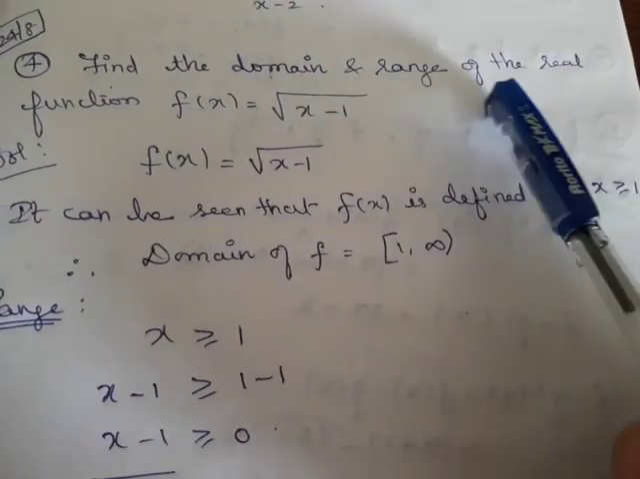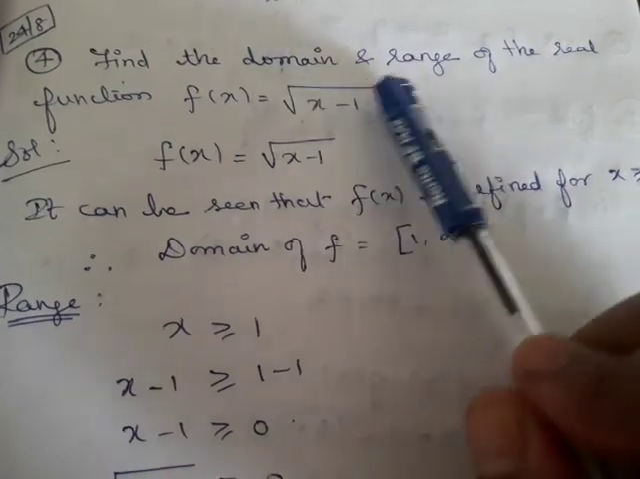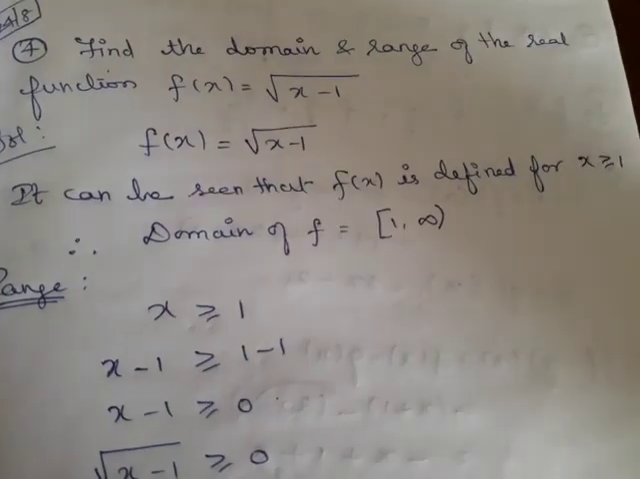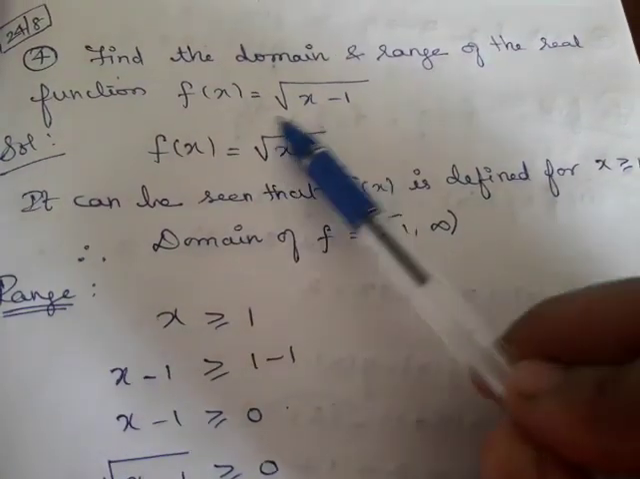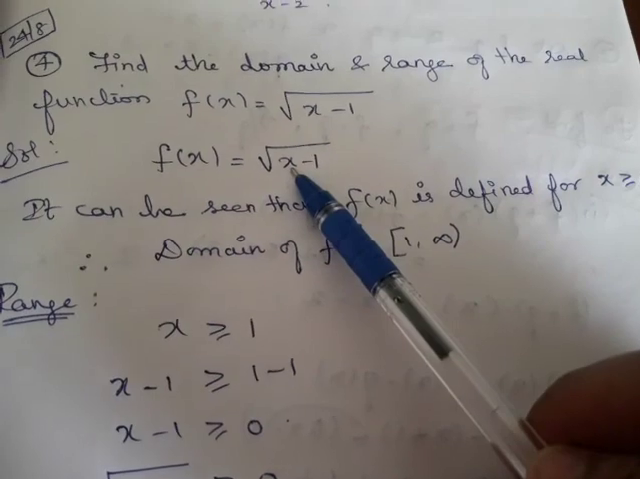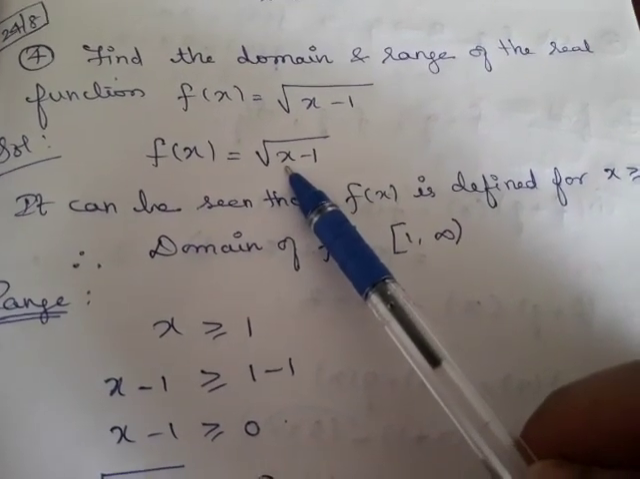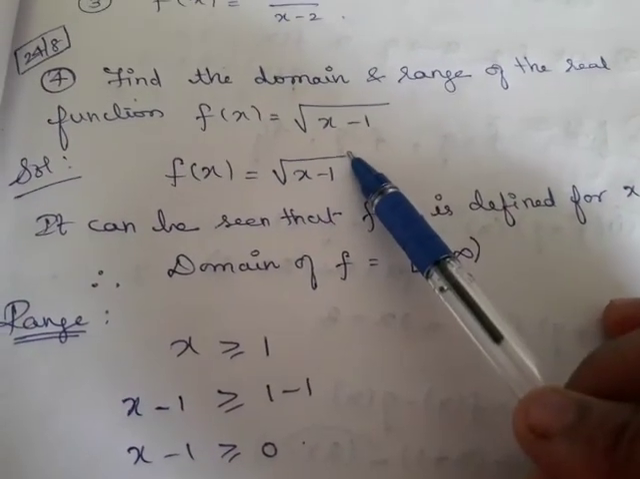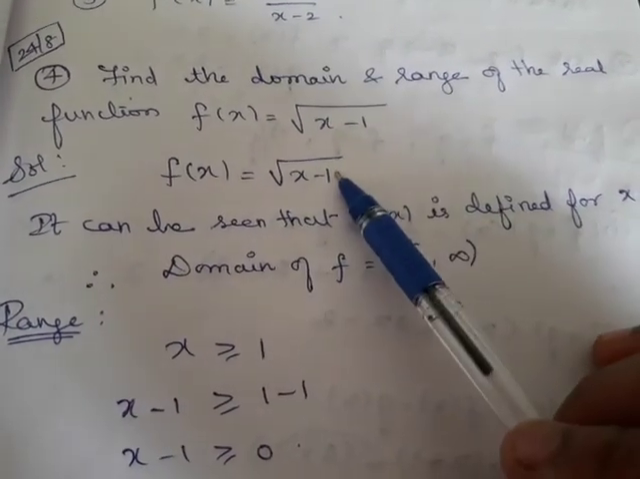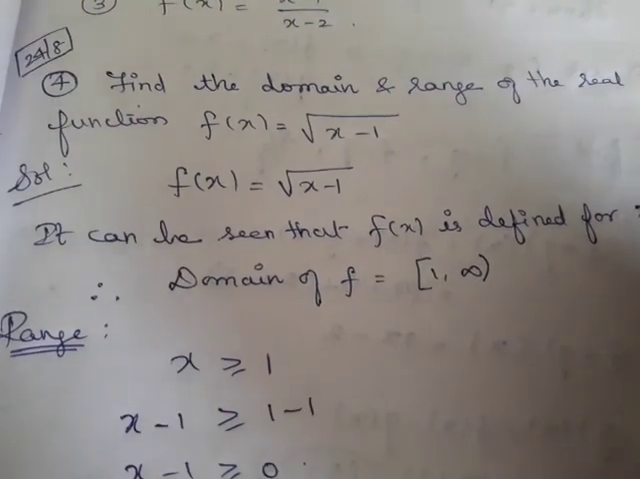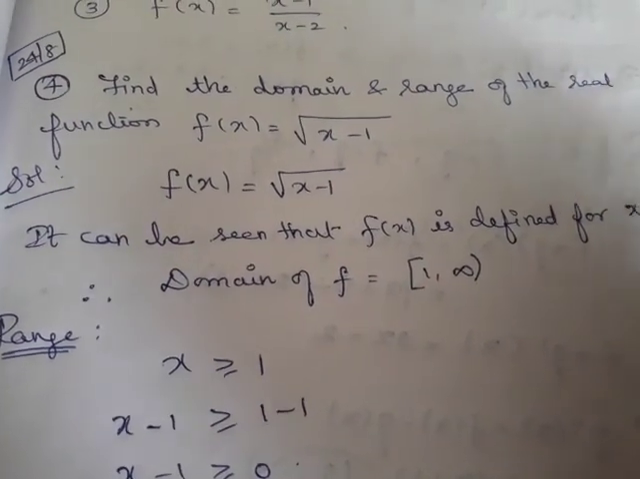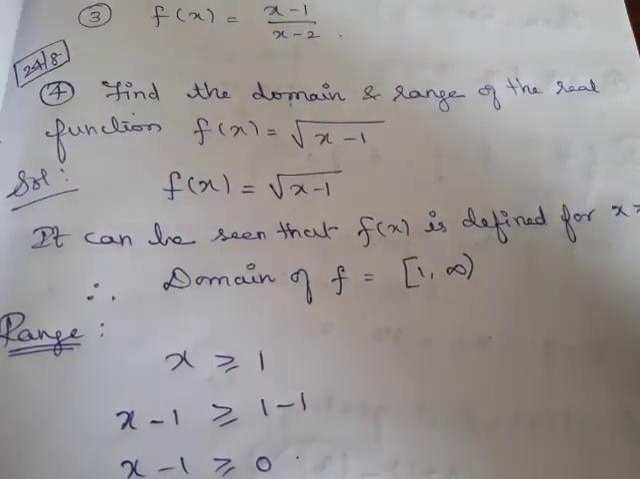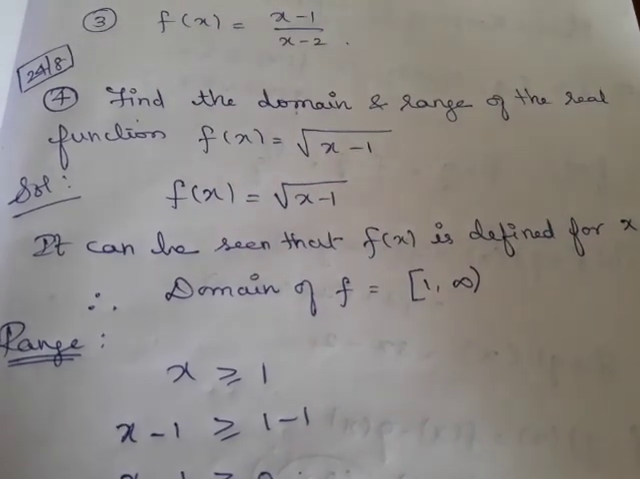So find the domain and range of the real function f(x) equals square root of x minus 1. As I told you, you have to examine the function to get your domain. Is this function valid for all the values of x taken from the real number system? You have to check. The function is inside a square root. Since you are dealing with real functions, only positive numbers have a square root available, right? The square root of negative numbers will be a complex number. It is not a real number.